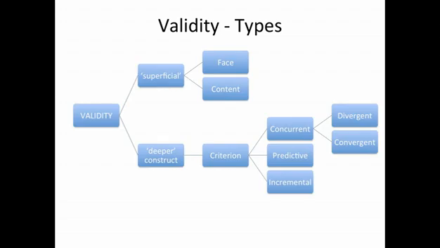Let us now consider the various types of validity. We can examine validity in a superficial manner or in a deeper fashion using statistical approaches. Superficial methods include face and content validity. Deeper examination requires a criterion for comparison. This can be further divided into concurrent, predictive, or incremental validity.